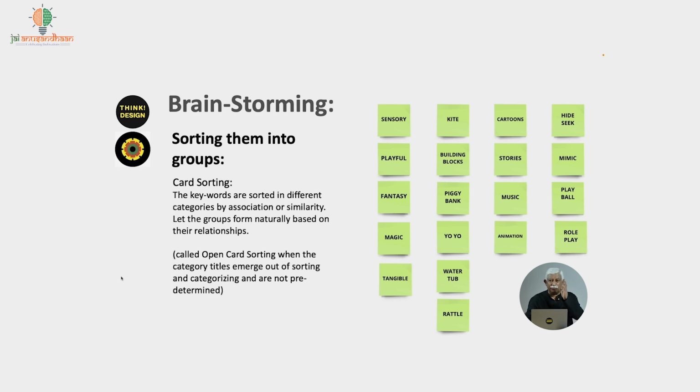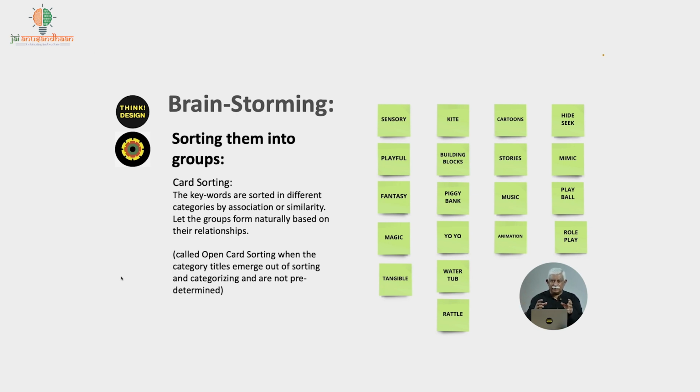Let it form the categories by its own. You have to decide which category each one goes. While you start, there is no category. You start with one and see if the next keyword or the idea fits into that category, or you want to form a new category. So very naturally, the categories get formed.